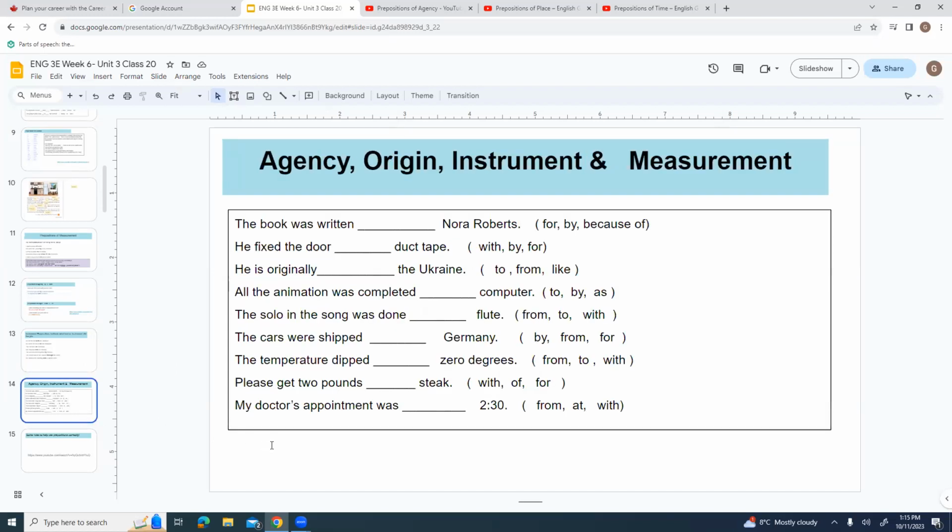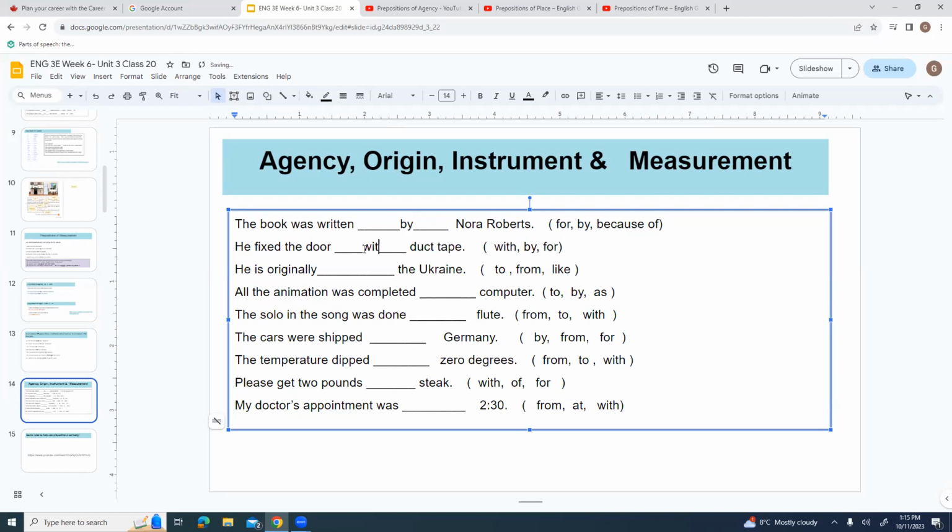All right, so here's some review of agency, origin, instrument, and measurement. The book was written something Nora Roberts. For Nora Roberts, by Nora Roberts, or because of, I would say by her. It's an agency one. He fixed the door something duct tape, with duct tape, by duct tape, or for duct tape. Definitely with. With is a really common one for instruments.